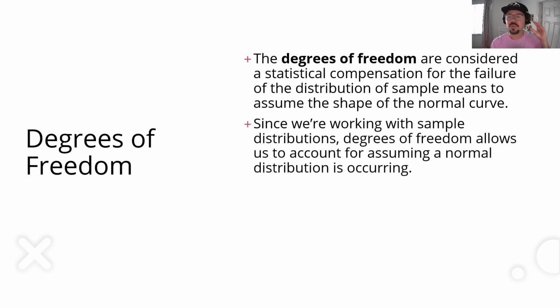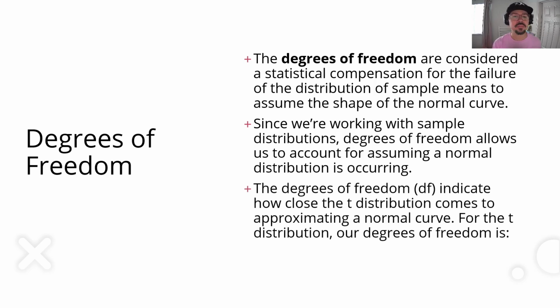Since we're working with sample distributions, degrees of freedom allows us to account for assuming a normal distribution is occurring. The degrees of freedom, with the notation df, indicates how close the t distribution comes to approximating a normal curve. So for the t distribution, our degrees of freedom is n minus 1.